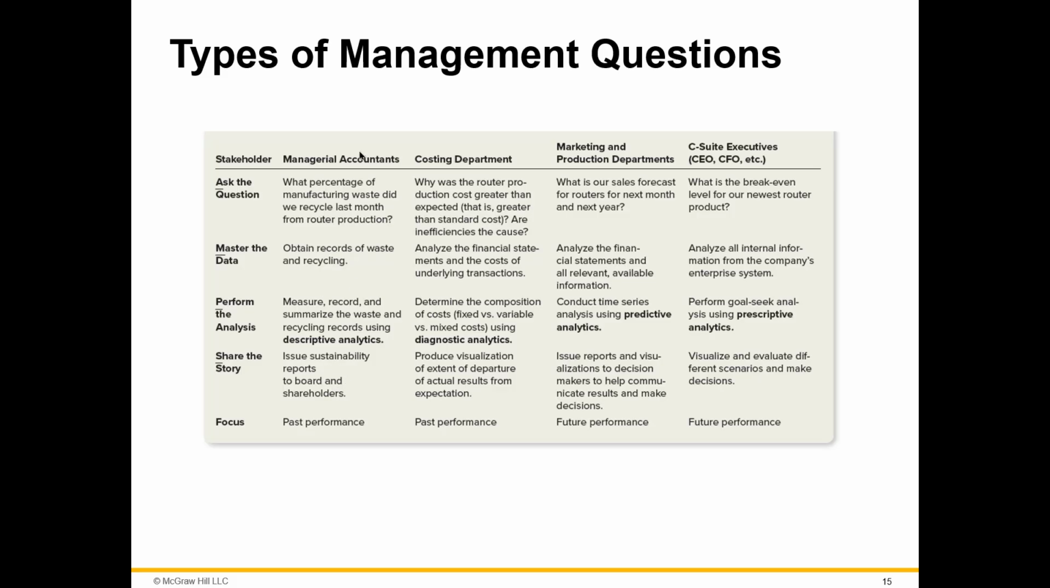Okay, and so the management accountant, at least the example we provided here was, hey, what has past performance been in the costing department? What is the composition of cost, fixed versus variable versus mixed? What has that past performance been? And then these types of questions, an example of this would be predictive. What is our forecast and what is our break-even level? And these are kind of looking into the future and seeing what that might look like.